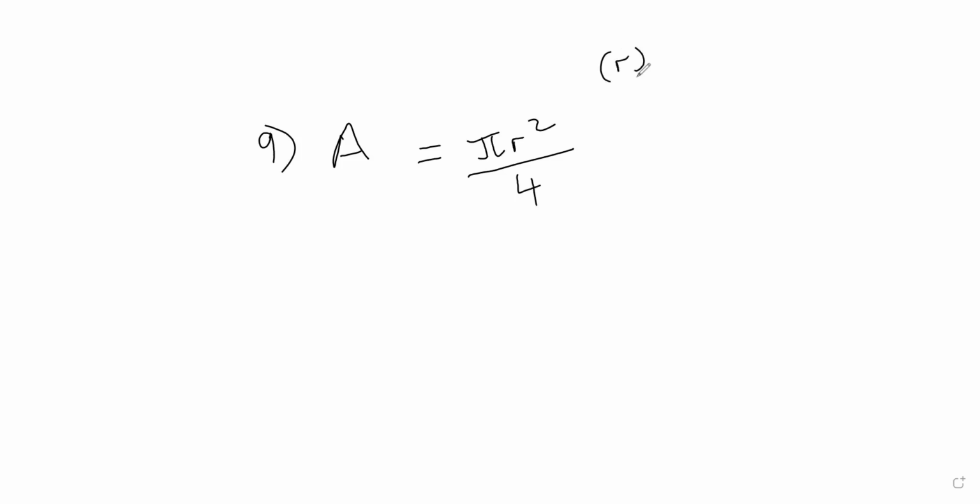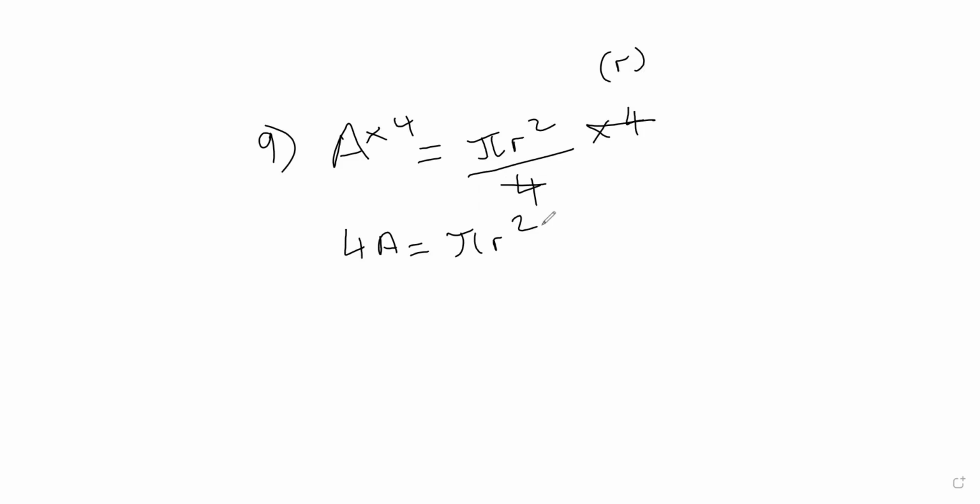So from this, we can see that we have all the concepts that we need to solve this, which is rule number 1. If we have a fraction, we first get rid of the fraction. And how do we do that? We multiply both sides by 4. So you have 4a is equal to, this will cancel this, and then you have pi r squared.